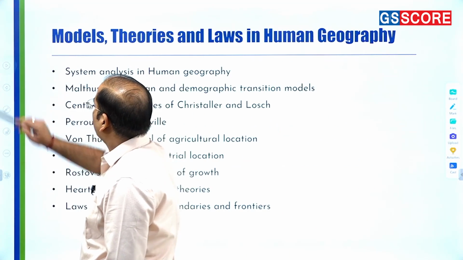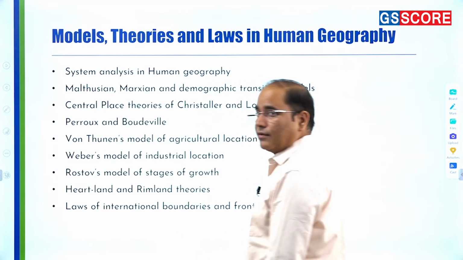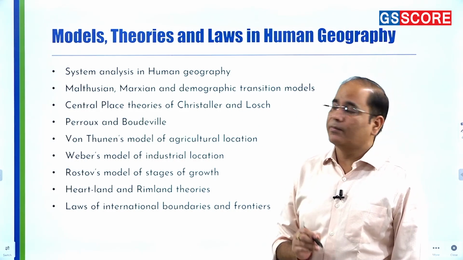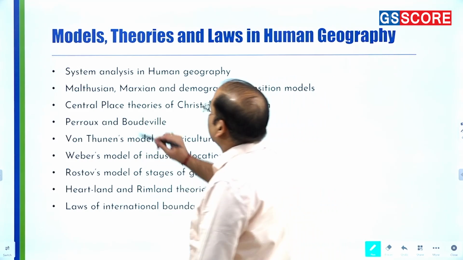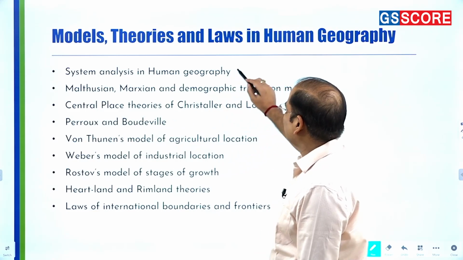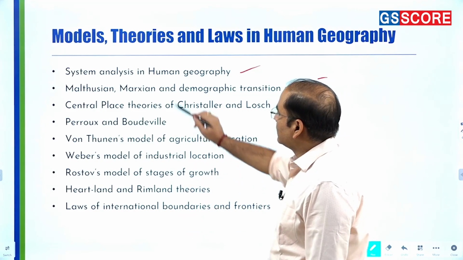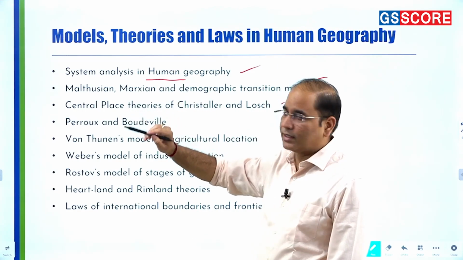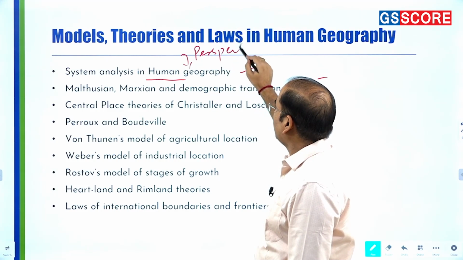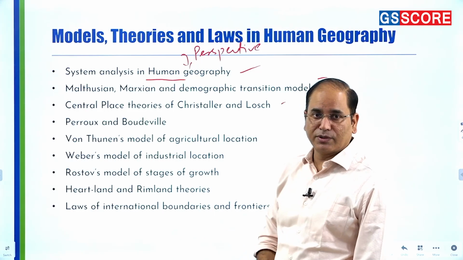Moving to the last chapter of paper 1. When you look at the last chapter of paper 1, that is models, theories and laws in human geography. As I said, it is a repetition, like systems analysis in human geography, which is part of the perspectives. You will study it in perspectives in human geography.